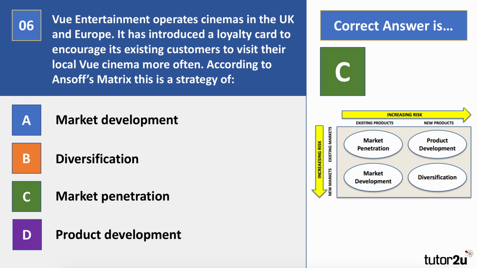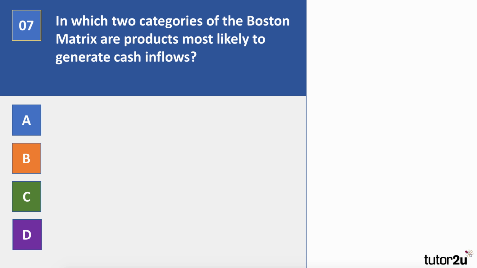Well, a loyalty card isn't a new product development, is it? It's trying to encourage people to buy more of the existing product, to visit the cinema more often. Therefore, it's an existing product to existing customers and markets. Therefore, market penetration, answer C. Let's have a go now at question 7.